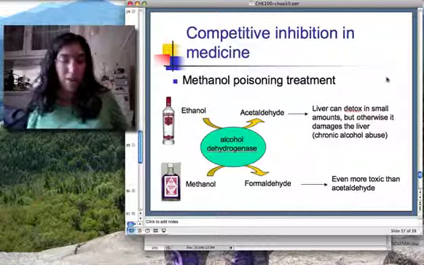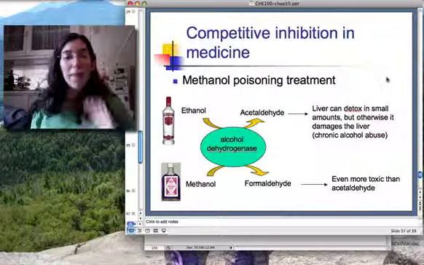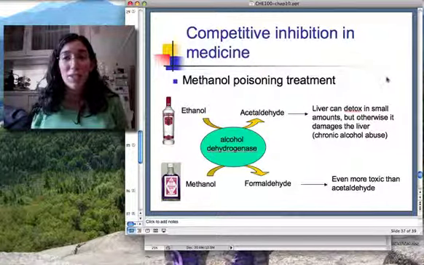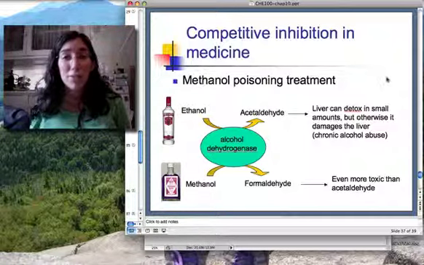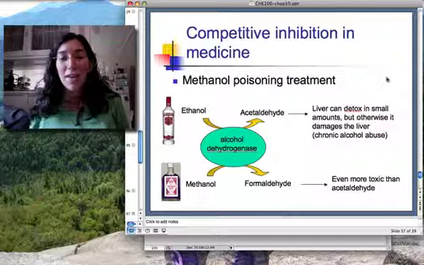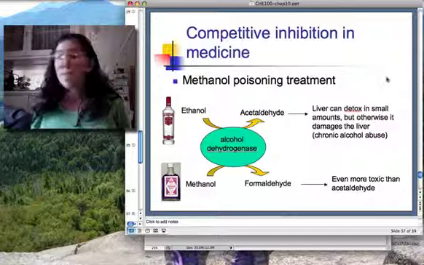Okay, so an example here of competitive inhibition, and it's an application of competitive inhibitors in medicine, is this one, which is kind of interesting. So it's how methanol poisoning is treated in a hospital. So methanol is also known as wood alcohol. It is not for consumption, but sometimes people consume it. It has actually been used to spike.